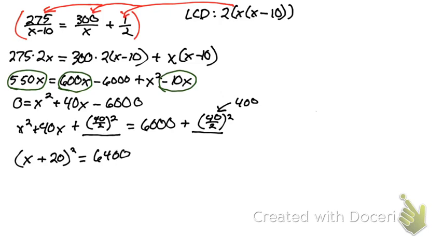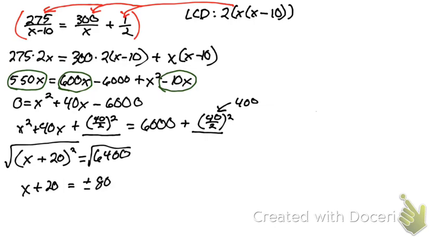6,400. 6,400 is a nice number because it looks like it's going to be a perfect square. It's like 64. So we're going to take the square root of both sides. And we're going to have x plus 20 equals plus or minus... and what's the square root of 6,400? I gave you a hint with the 64. I made it nice. 80. This is plus or minus 80.